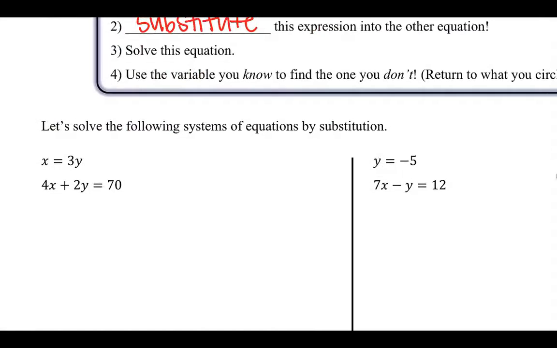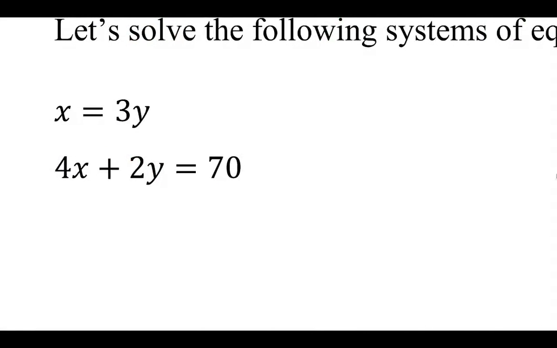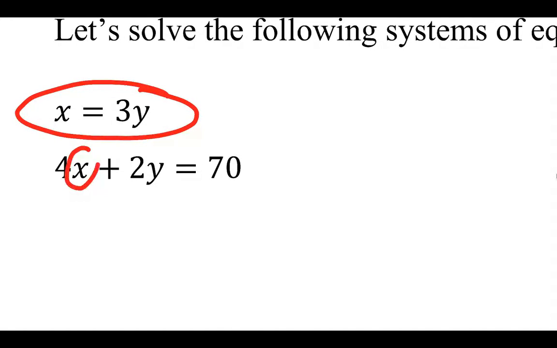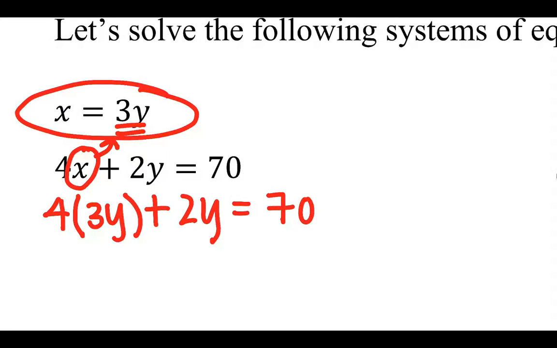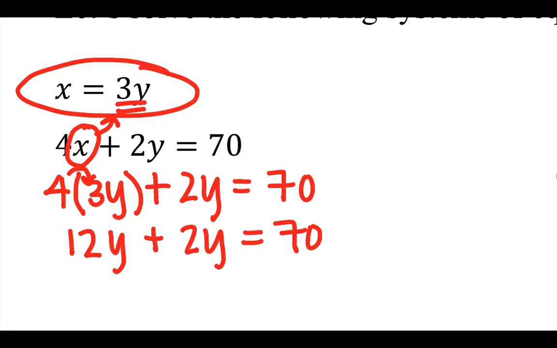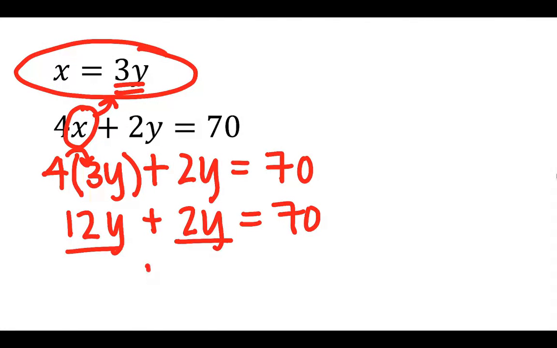So let's practice. Like this one, I already have x equals something. So can I just say, okay, x equals 3y. So everywhere I see an x, I'm going to plug in 3y. So I've got 4 times 3y plus 2y equals 70. Now I went from having an x and a y to just having y's, and I can get what y equals. So I've got 4 times a positive 3, which is 12, the last name's y, plus 2y equals 70. Then 12y plus 2y is 14y equals 70.